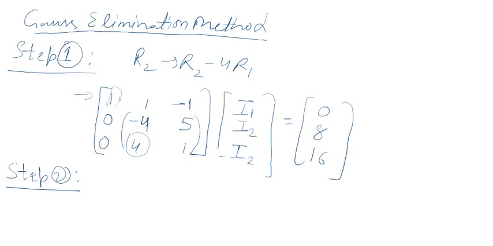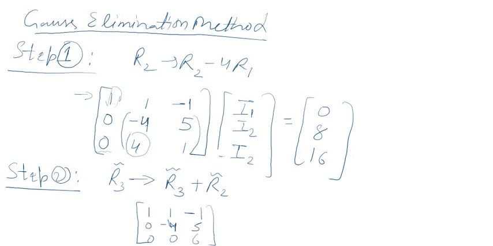So what I will do here is, R3, let's call the new row R3 tilde. The new R3 tilde changes into R3 tilde plus R2. Here you use only R2, the second row, not the first row, because if you use the first row, the first leading entry becomes non-zero. Once you do this, you get 1, 1, minus 1; 0, minus 4, 5; 0, 4 plus 4 is 0, 1 plus 5 is 6; I1, I2, I3; 0, 8. Now 16 plus 8 is 24.